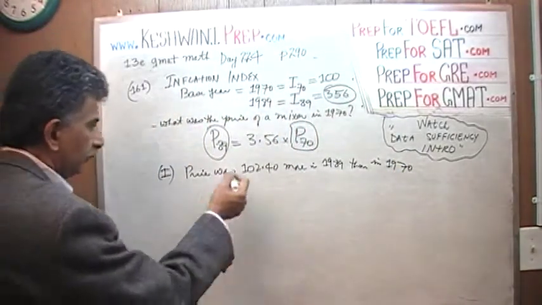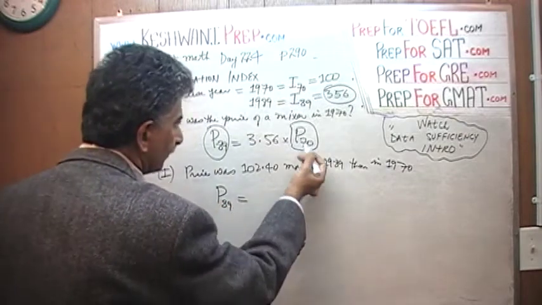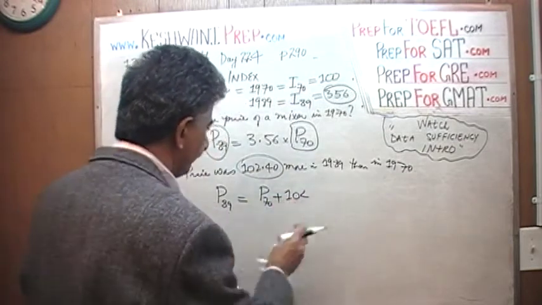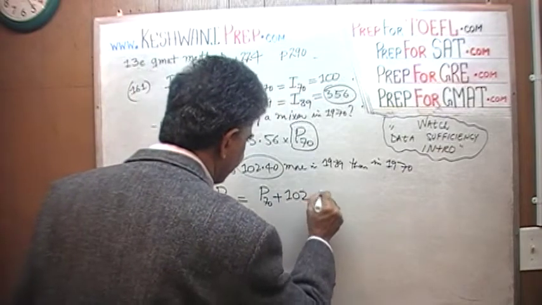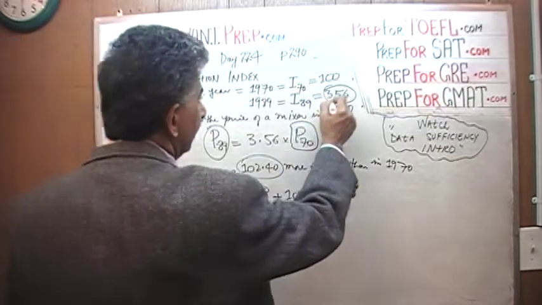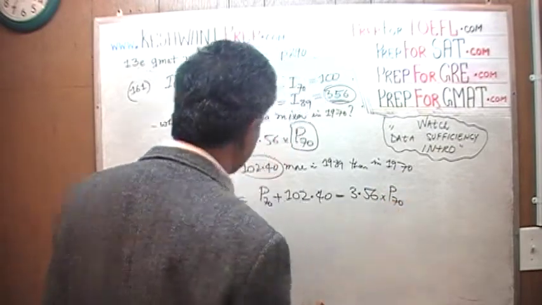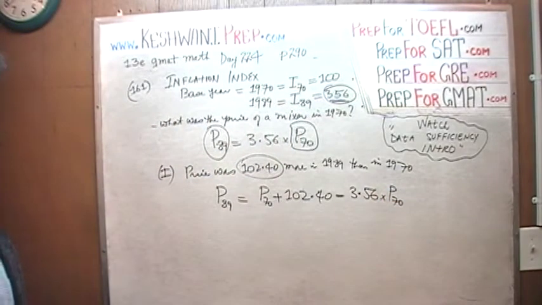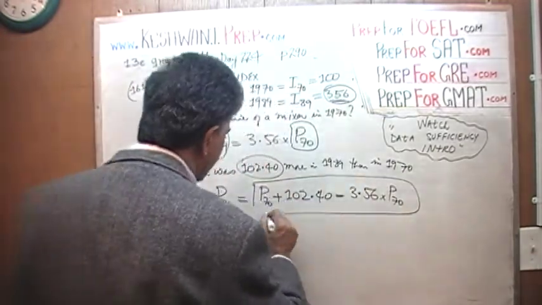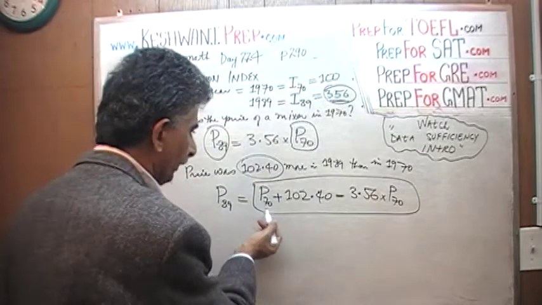This is how we can write it. Price in 1989, we are told, was whatever the price was in 1970 plus $102.40. But we also know that the price in 1989 is 3.56 times the price in 1970. There you go. There is your equation. And we have to figure out the price in 1970. Using this equation, you can very easily solve for the price in 1970. That's your unknown. That's your x.